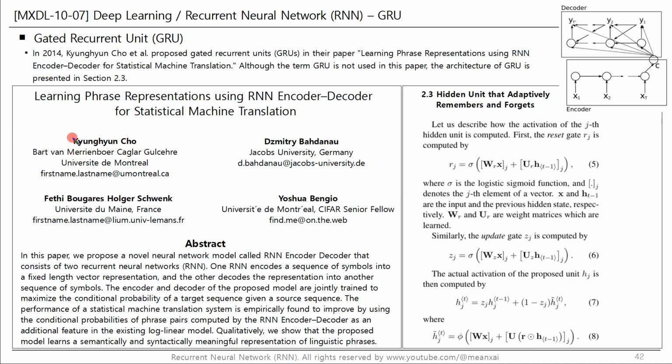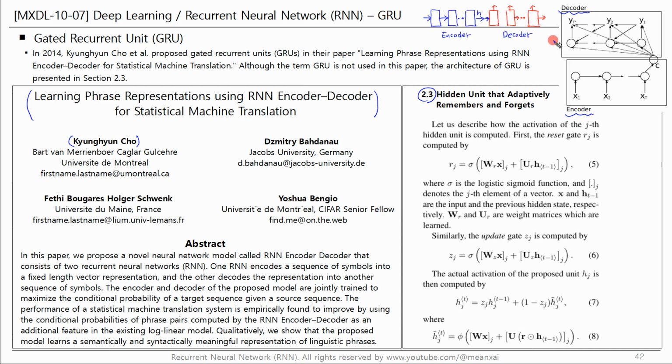In 2014, Kyunghyun Cho et al. proposed gated recurrent unit, GRU, in their paper, Learning Phrase Representations Using RNN Encoder-Decoder for Statistical Machine Translation. Although the term GRU is not used in this paper, the architecture of GRU is presented in section 2.3. This paper presents the architecture of an RNN encoder-decoder model consisting of two recurrent neural networks.